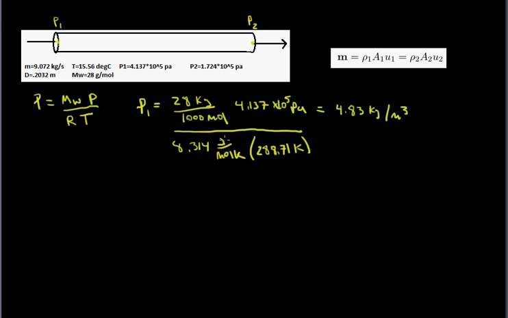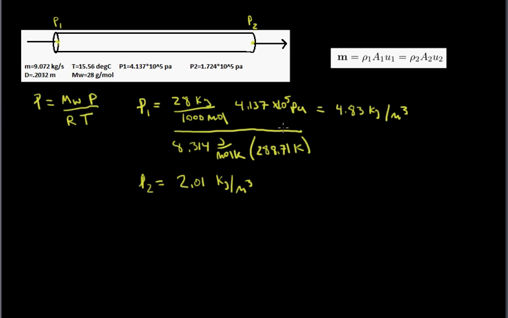A joule you can break down into kilograms meter squared per second squared, and a pascal is kilograms per meter second squared, so all the units will collapse down to kilograms per meter cubed. We do the same calculation for the second density, and the only thing that changes is our pressure. You do the exact same calculation, and you end up with 2.01 kilograms per meter cubed.